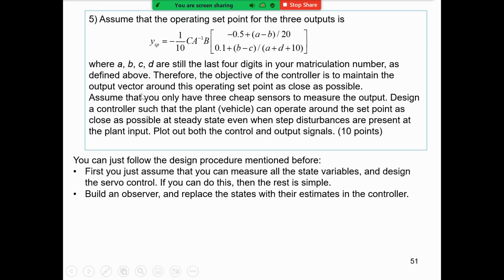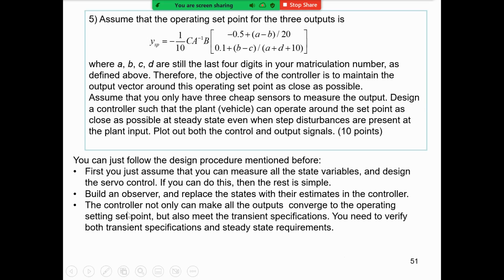you say, okay, now because I say you cannot measure all the state variables, you only have the 3 output signals, right? Just build an observer. Build an observer to estimate the state variables, and then you use those state variables to replace those state variables in part 1. The controller not only can make all the outputs converge to the operating setpoints, but also meet the transient specifications. You need to verify both transient specifications and the steady state requirements.